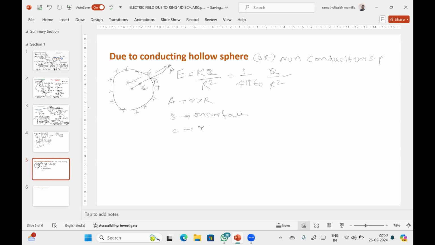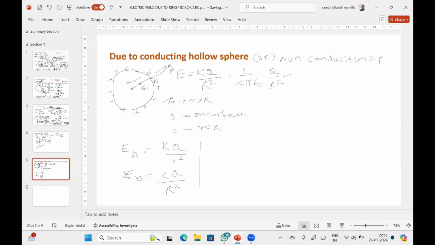So point C is less than R. For point A, which is outside the sphere, the field is equal to KQ by r square. For point B, EB is equal to KQ by R square, where Q is the charge of the conducting shell or non-conducting sphere, and R is the radius.